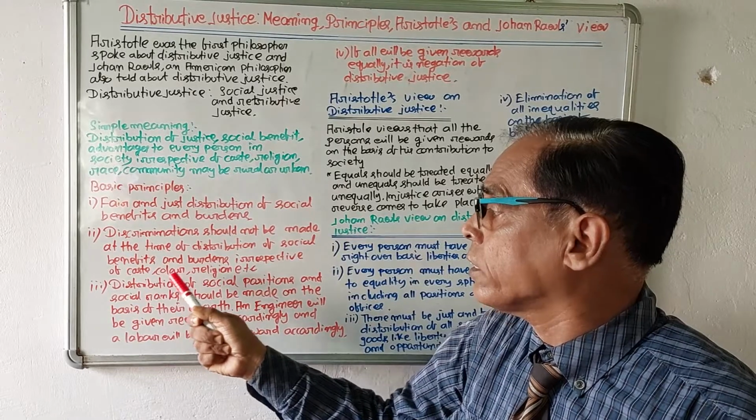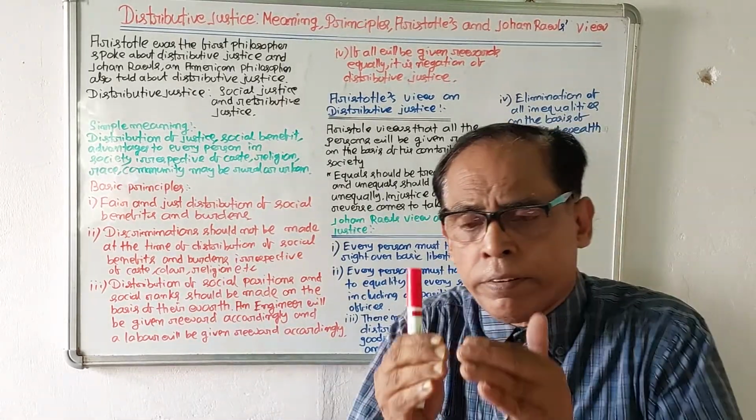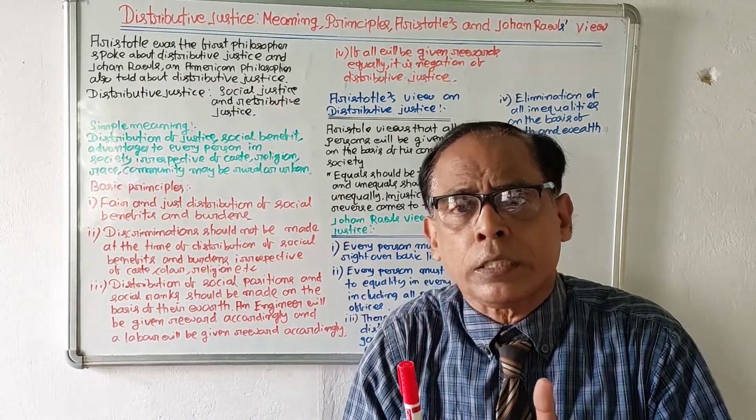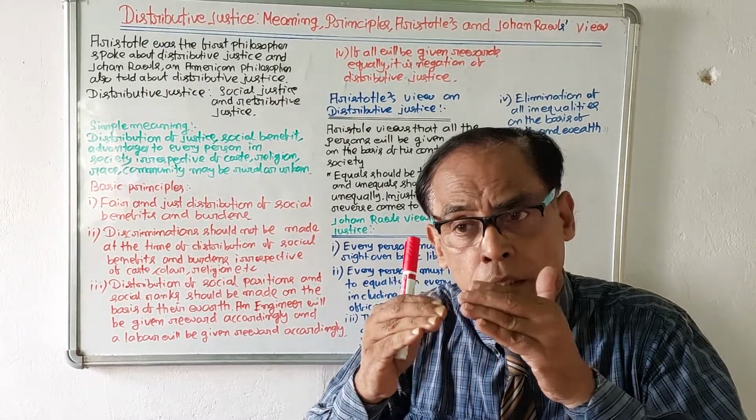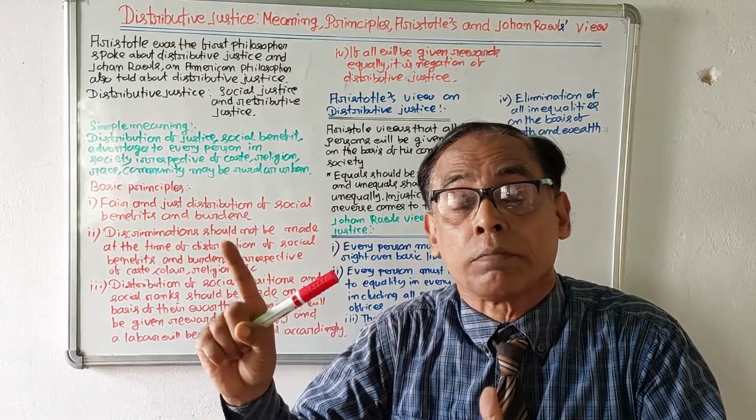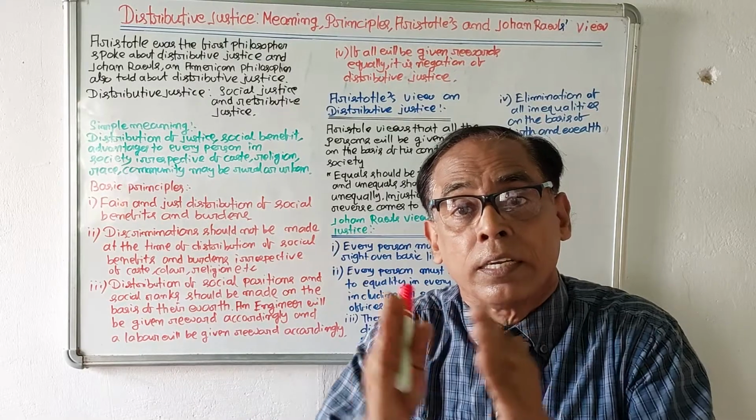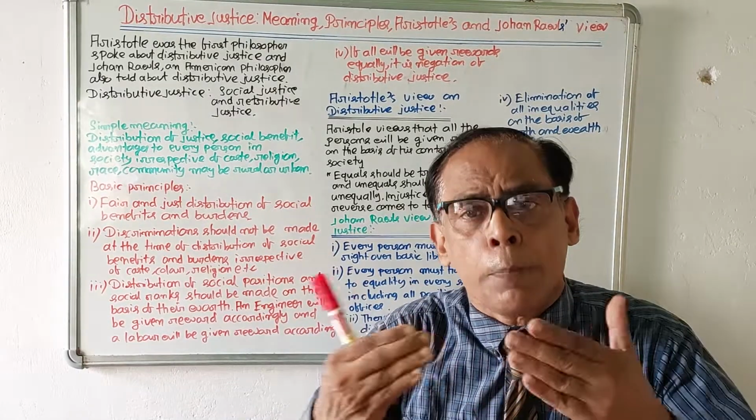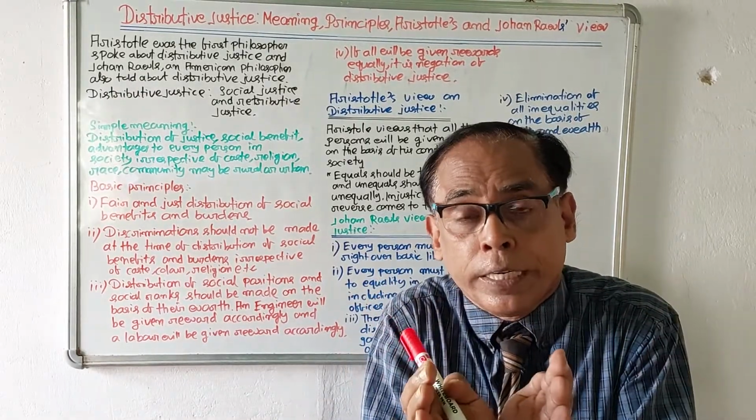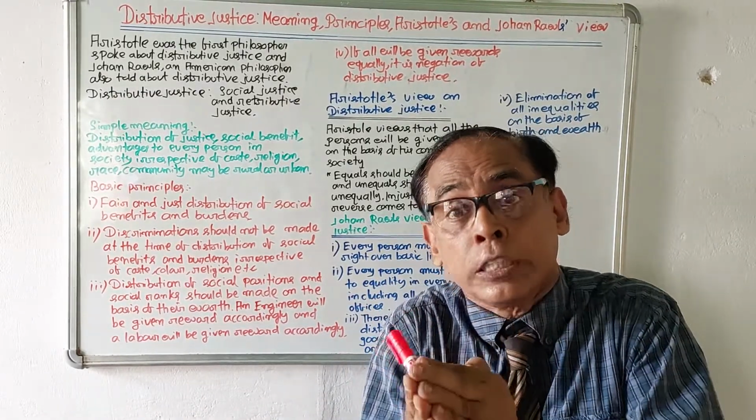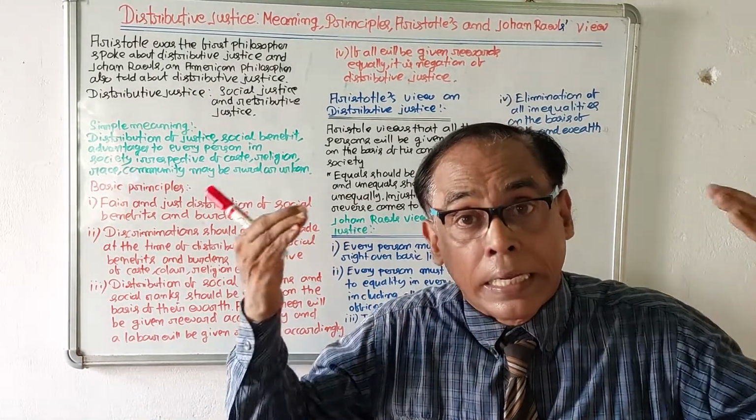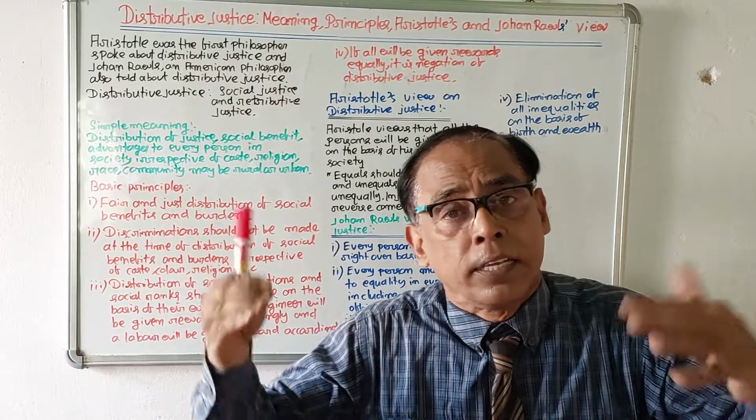Number 2, discrimination should not be made at the time of distribution of social benefits and burdens, irrespective of caste, color, religion, etc. Whenever social benefits and social opportunities are distributed, there must not be any discrimination on any ground, maybe caste, color, religion, or language.